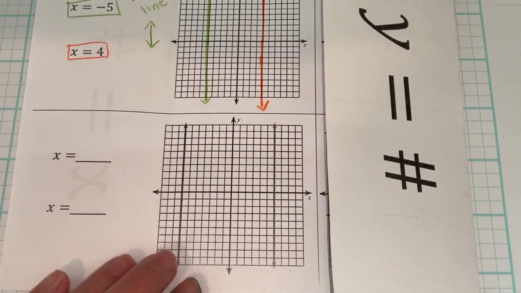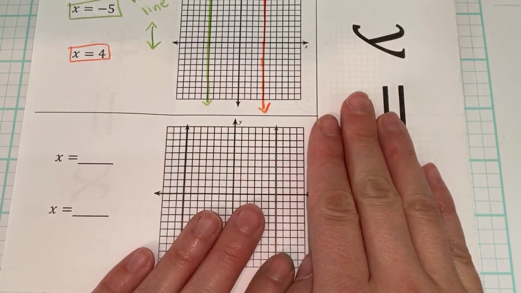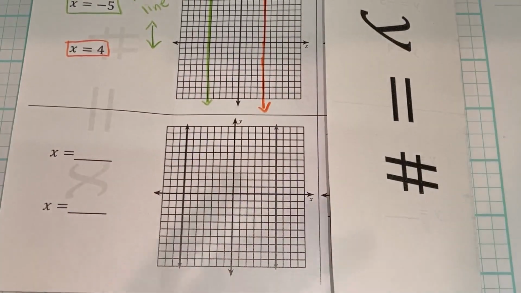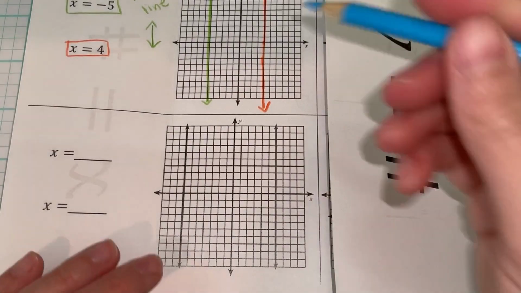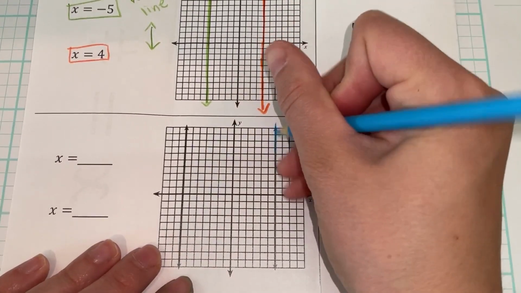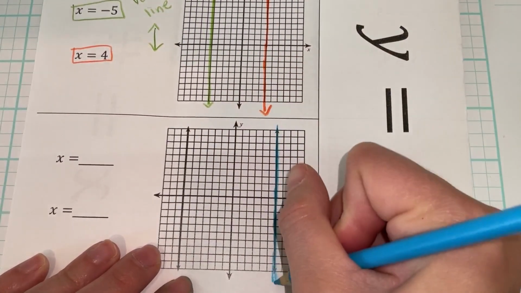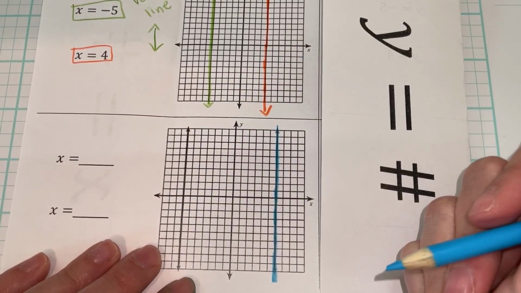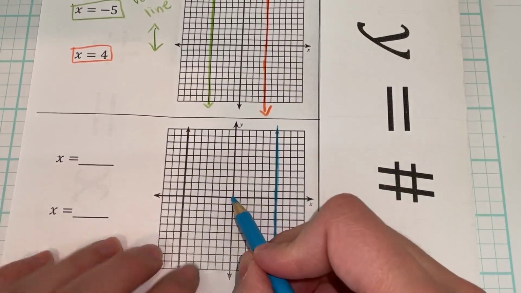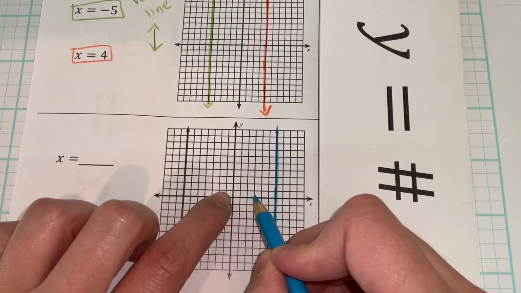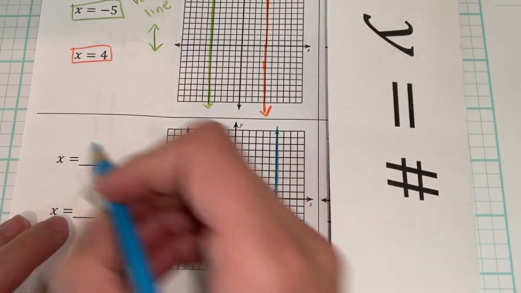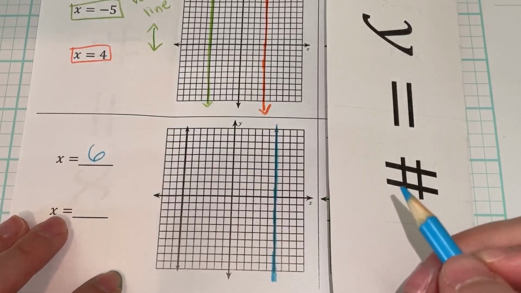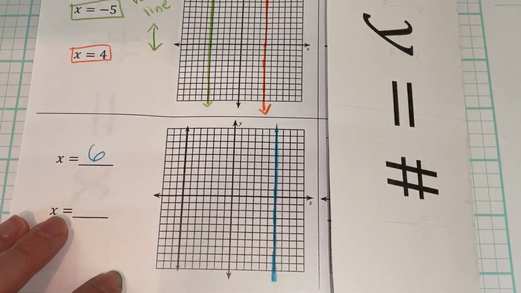Next up, we have graphs where you are given the line, so you have to write out the equation. In this one, I'll start with this guy, and I'm going to color it in a little bit more. So there's my vertical line, and that is at 1, 2, 3, 4, 5, 6. So x equals 6 is the equation for that light blue line.